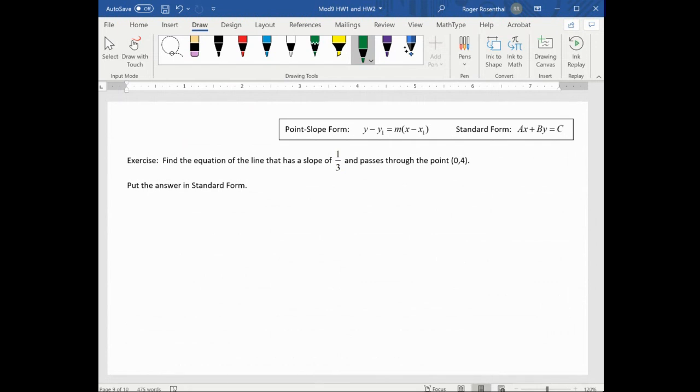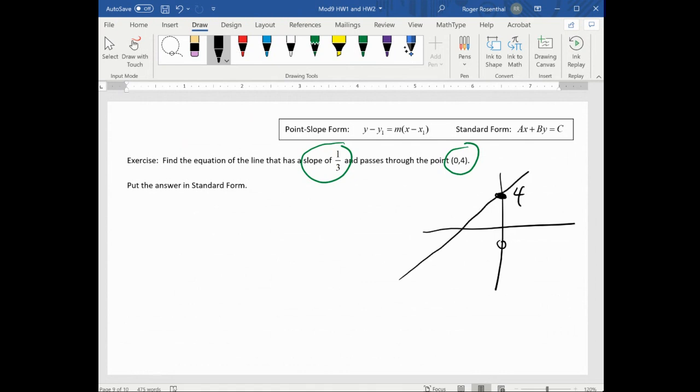Okay, so let's do it. We're trying to find the equation of a line that has that slope and goes through that point. Again, let's look at the point 0, 4. 0, 4 has an x coordinate of 0, a y coordinate of 4, which means it's right there, which means it's the y-intercept of our line, since we know the slope and the y-intercept. Now, if that did not have a 0 there, this would not be the y-intercept. But since we know the slope and the y-intercept, the equation is y equals 1/3 x plus 4.